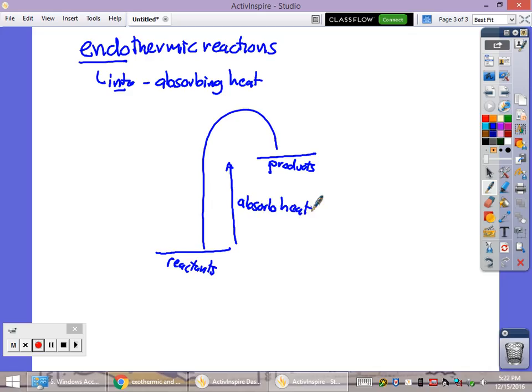Now, the example you saw in the video was of ammonium chloride, and we had NH4Cl, which was a solid. And then it dissolved, and it became NH4 plus and Cl minus, aqueous and aqueous. And so what's important about that is that we have a very simple reaction involving the breaking of a bond.